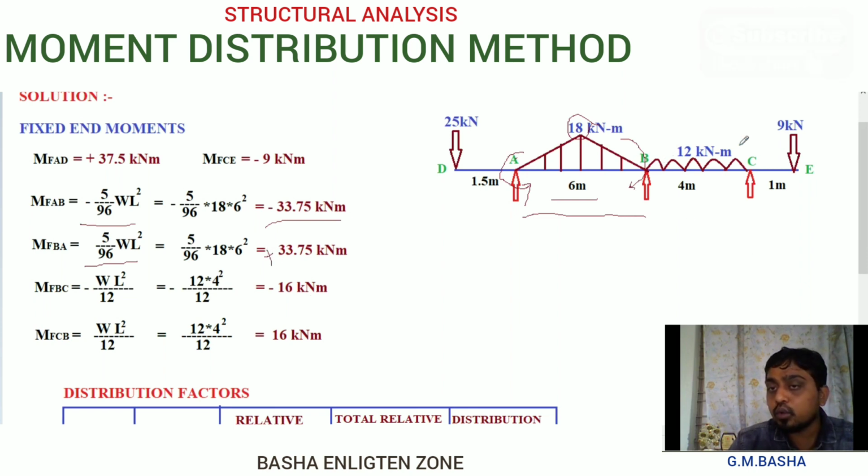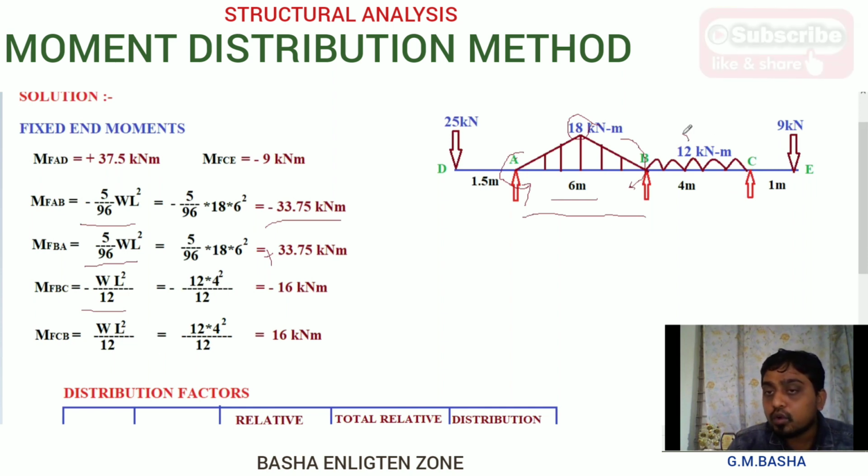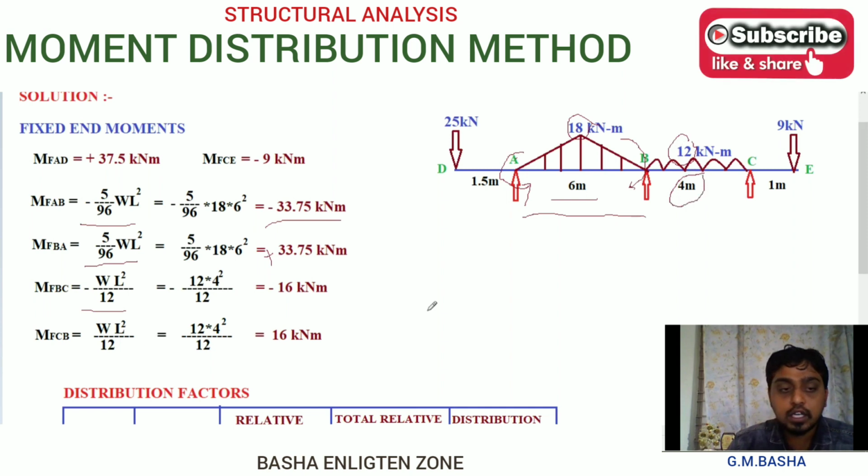Then what about the UDL? You know the UDL formula very clearly, that is minus WL square by 12. Here for BC, due to anti-clockwise, minus, and for CB, clockwise, plus WL square by 12, where W equals 12 kilonewton per meter and L equals the length of the span, which is 4 meters. So finally you will get minus 16 kilonewton meter and plus 16 kilonewton meter.